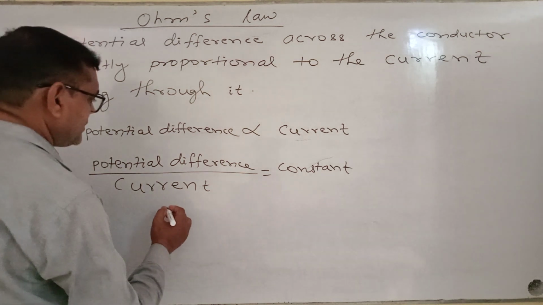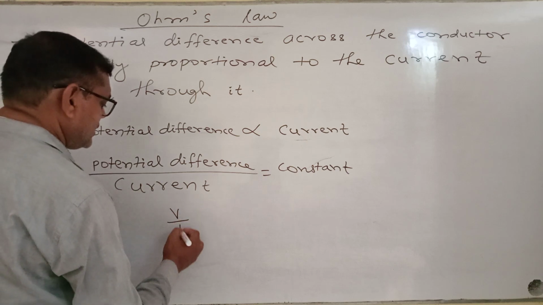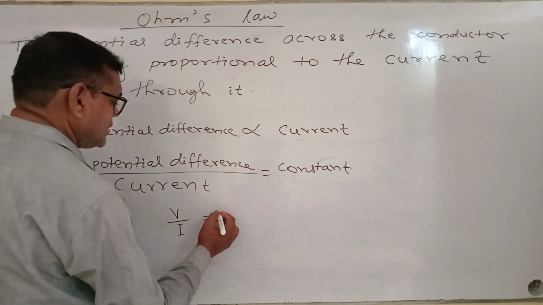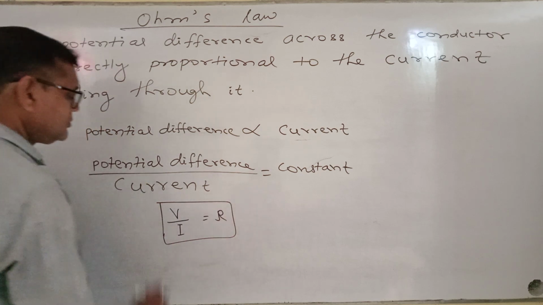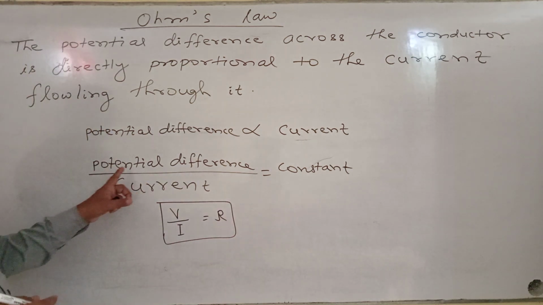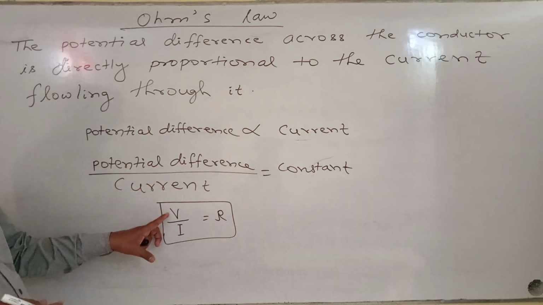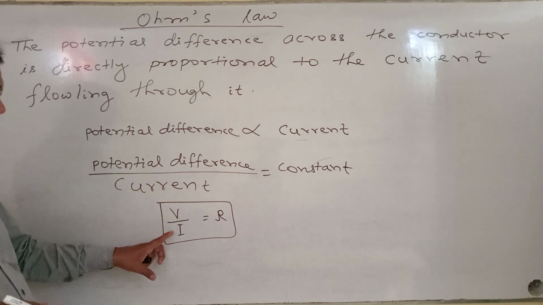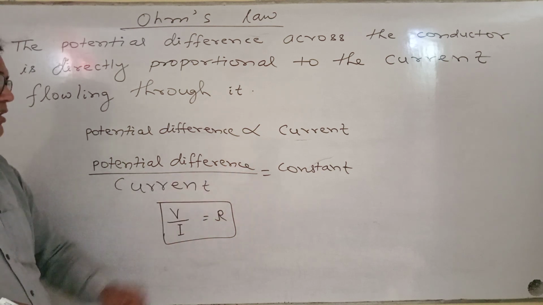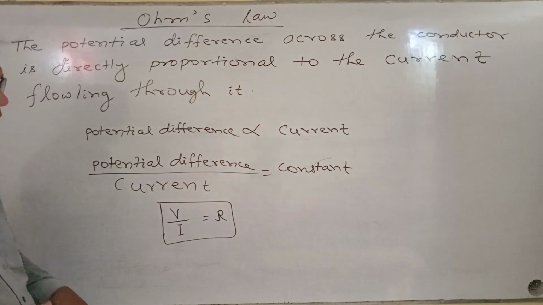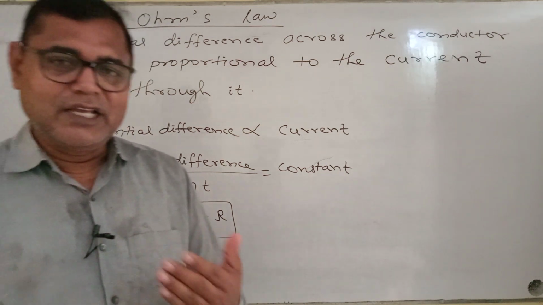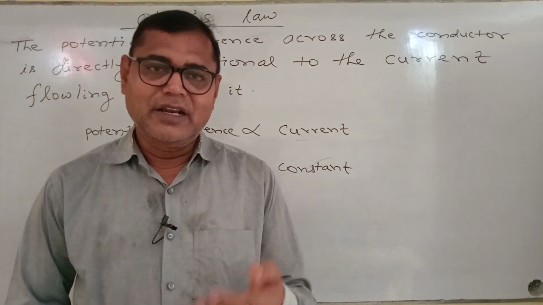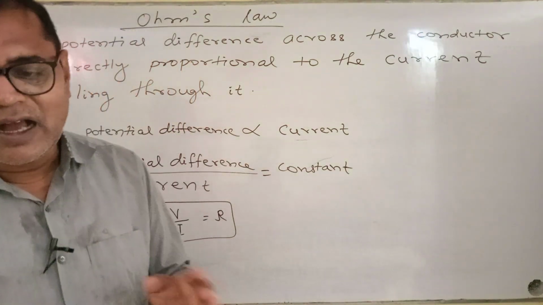The symbol of potential difference is V, the symbol of current is I, and the symbol of constant is R. Now we write the unit of potential difference, current, and constant R.